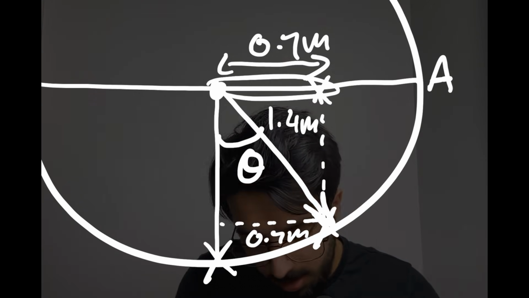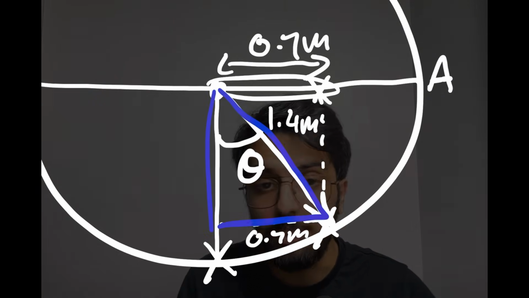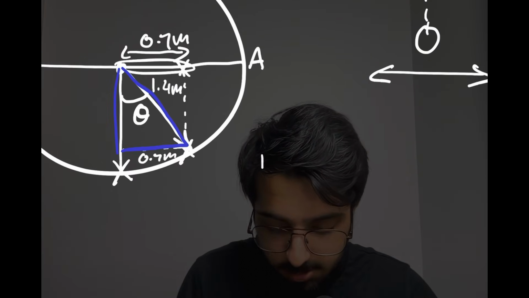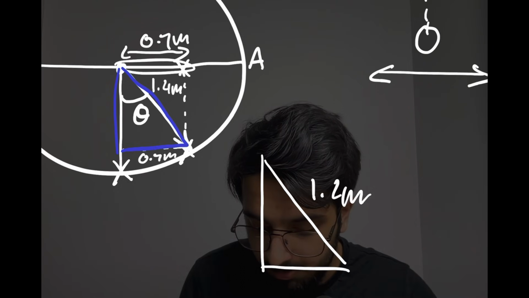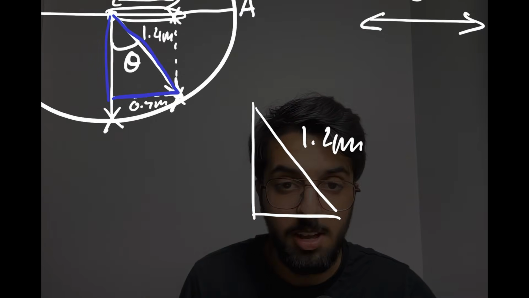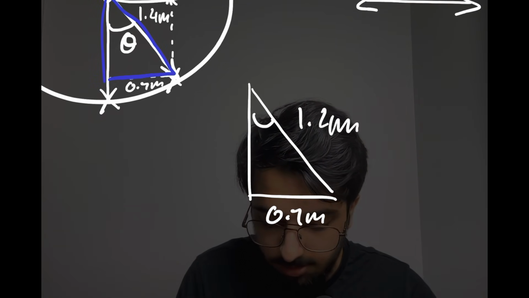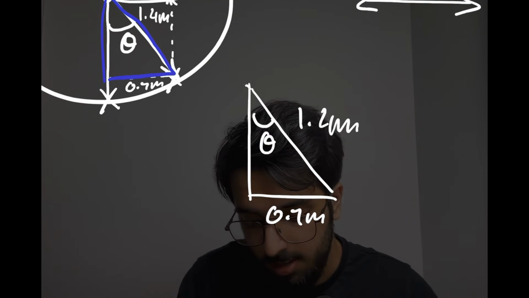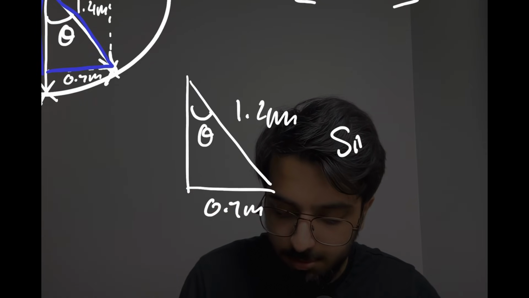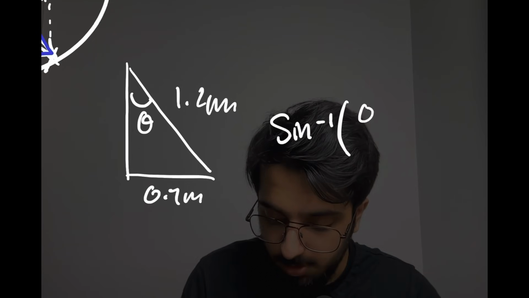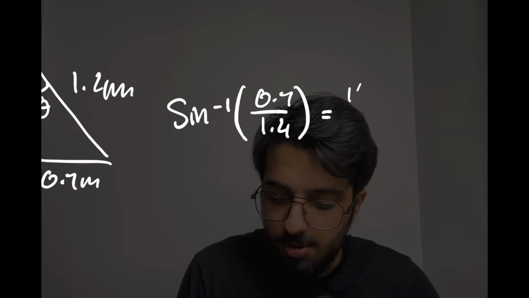And as you can see, we got a nice little right angle triangle going on here. So we can draw that out over here to make it easier to see. We have 1.4 meters, and that is 0.7 meters, and that is our theta right here. So we have the hypotenuse and the opposite side, so we can use our inverse sine to find our theta, where this is 0.7 all over 1.4. And that gives an angle of pi over 6.